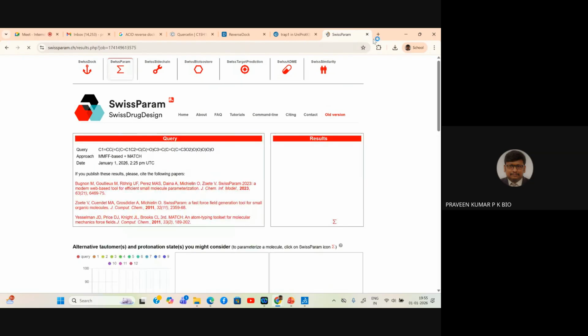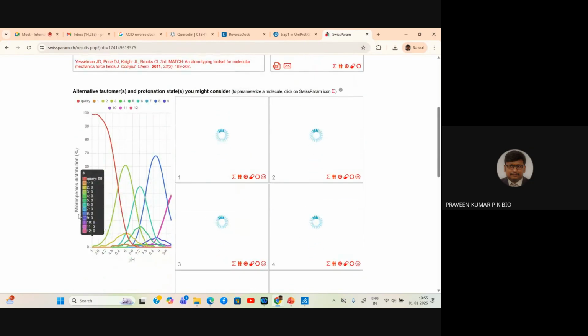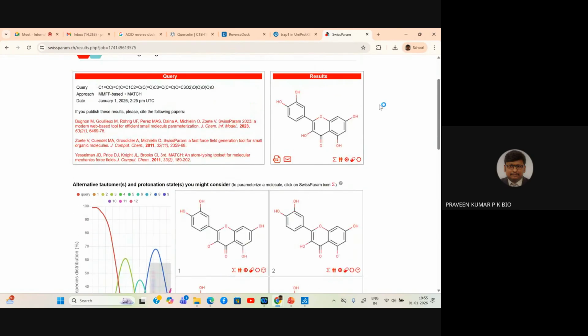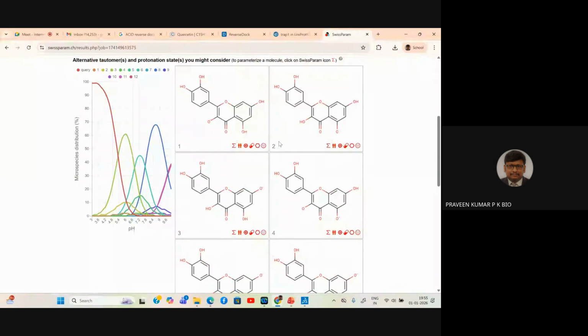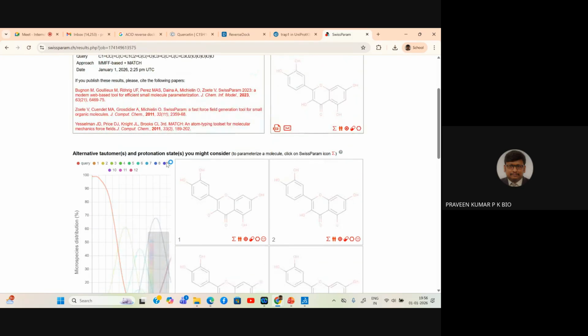Meanwhile, I can take you to the next. So this is the Swiss parameter result for the quercetin that I searched. We got related compounds, with a slight variation you can see: OH here, and O minus. So the related compounds and their microspecies distribution versus pH, you can see here in Swiss parameter.